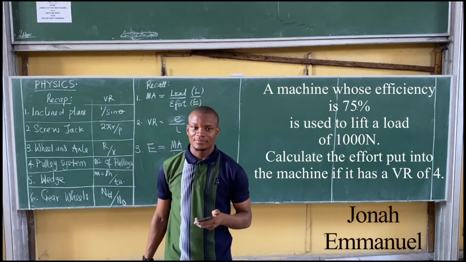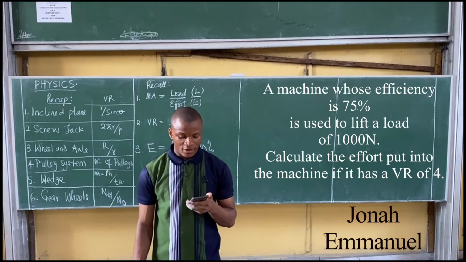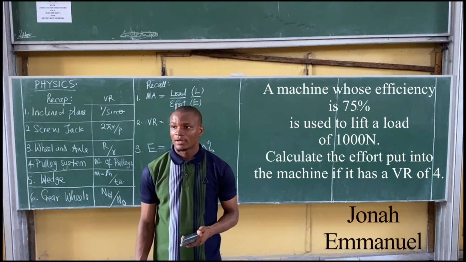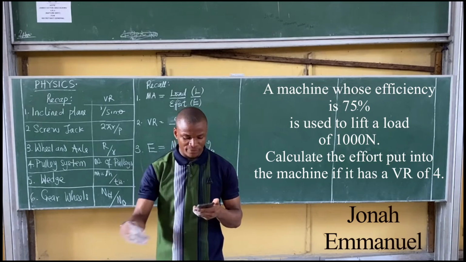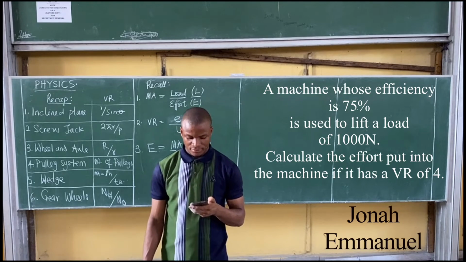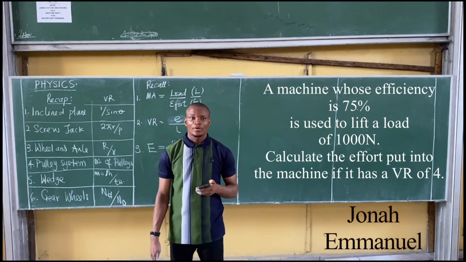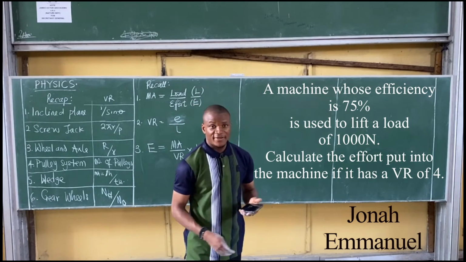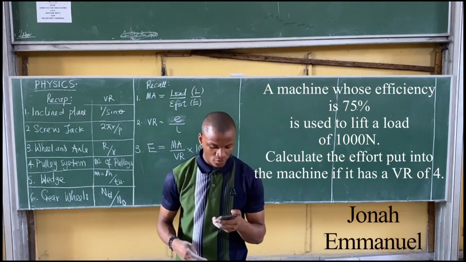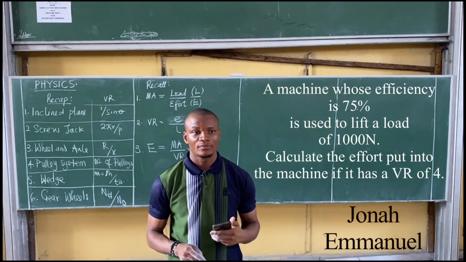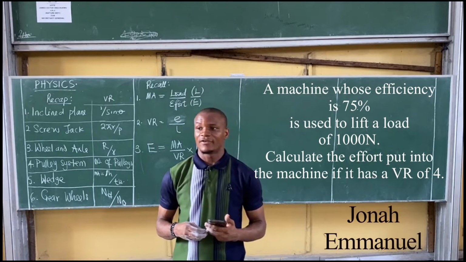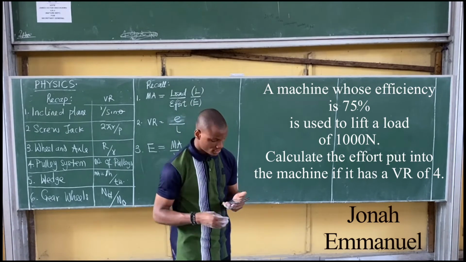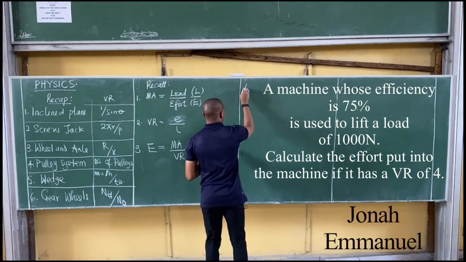Calculate the effort put into the machine if it has a velocity ratio of 4, full stop. Here are your options.